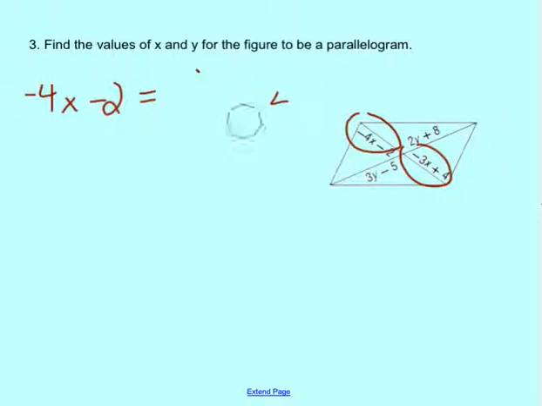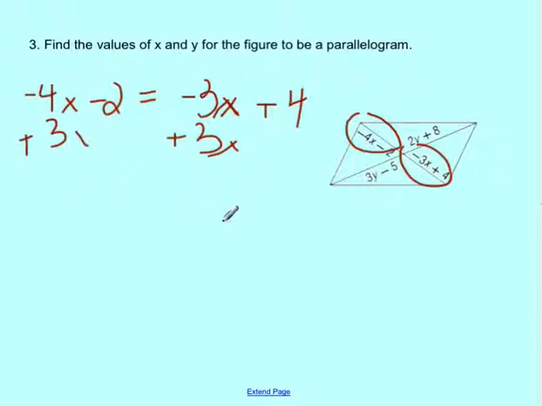All right, so next for this, negative 3x plus 4. So now we need to get our x's on the same side. So I'm going to go ahead here and add 3x to both sides. So then I get negative x minus 2 is equal to 4.